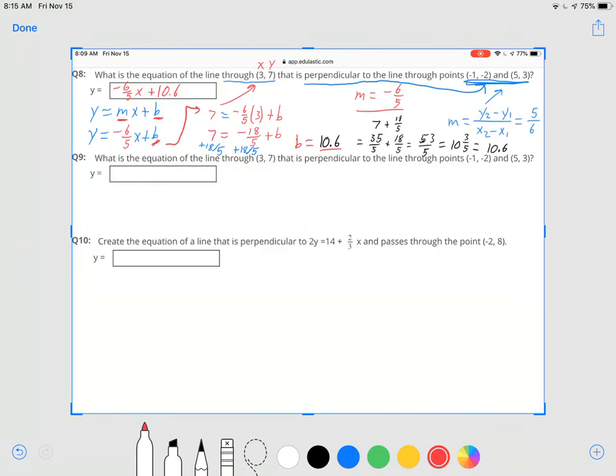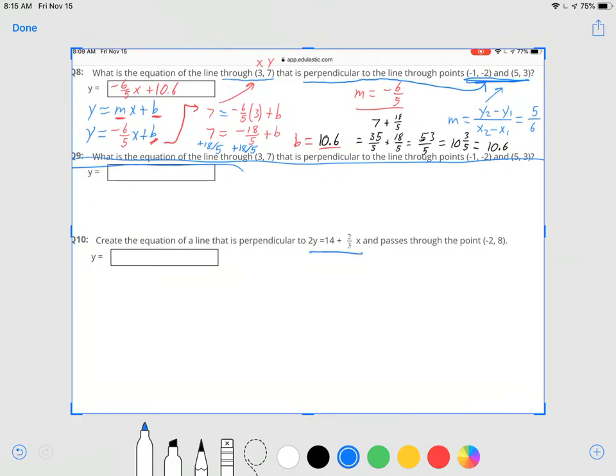All right, number 9. What is the equation of the line through (3, 7) that is perpendicular to the point? That's the exact same question. Okay, sweet, so we don't have to do that one. Number 10. Create the equation of a line that is perpendicular to 2y equals 14 plus 2/3 x and passes through the point (-2, 8).